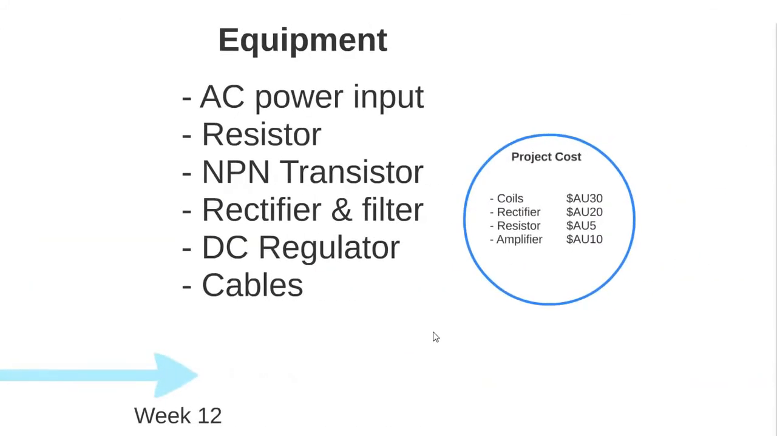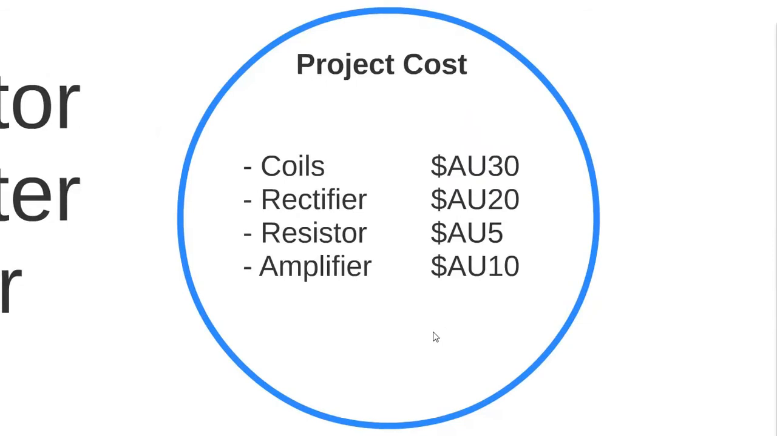Now, the equipment that we need for the lab in order to do our project is AC power input, resistor, NPN transistor, rectifier and filter, DC regulator, and cables. From here we got our project cost, which is up to the budget. So we have the coils, rectifier, resistor, and amplifier.